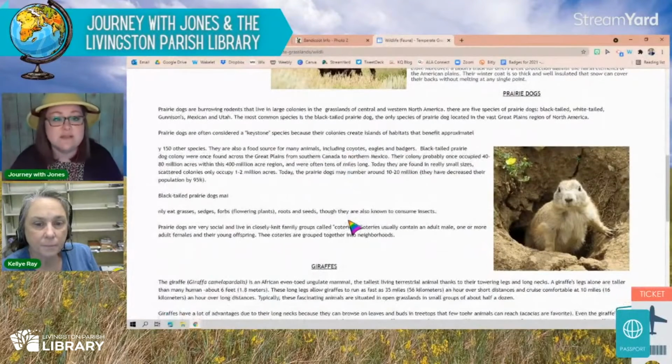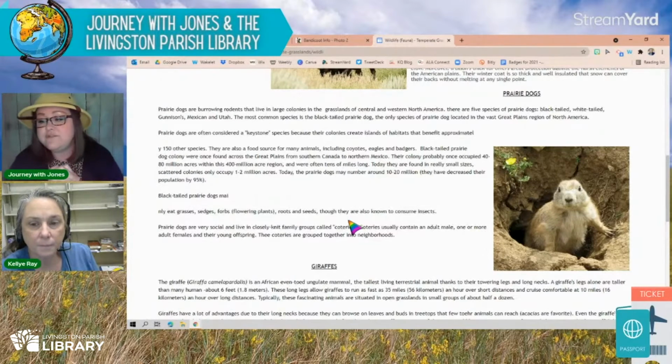Now, the cool thing about prairie dogs is I always thought they were dogs. They are not actually dogs. They're actually a type of squirrel, which I did not know. They are herbivorous, so they only eat plants. They live in burrows, and there are 5 species. So they are actually ground squirrels, squirrels that live in the ground. They can be 1 to 1.5 feet tall.